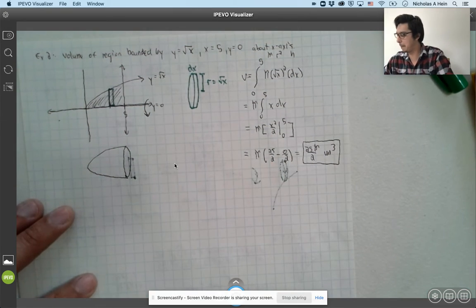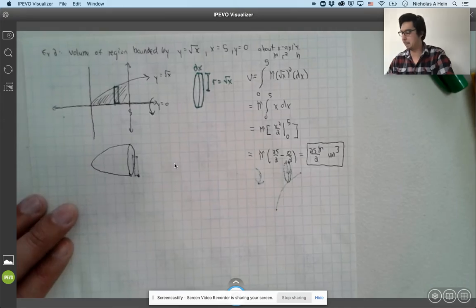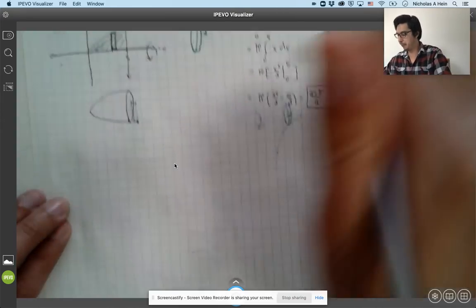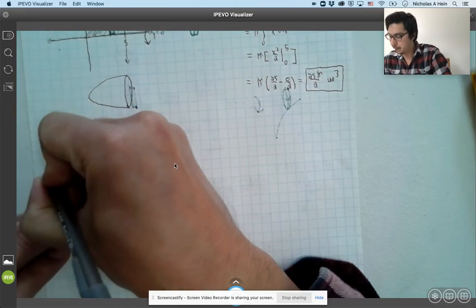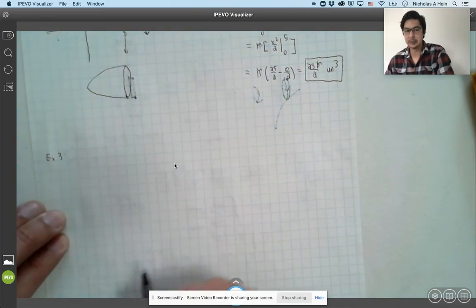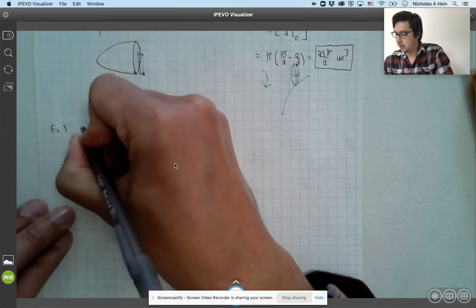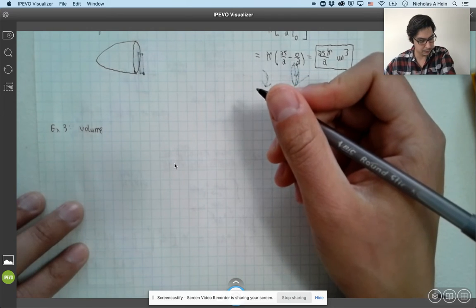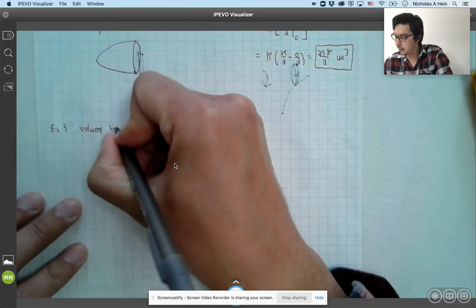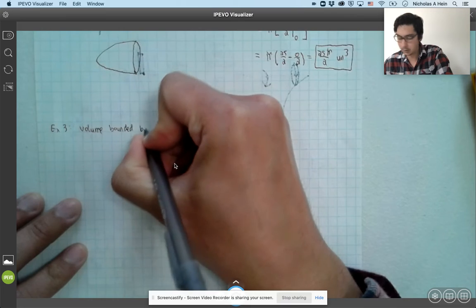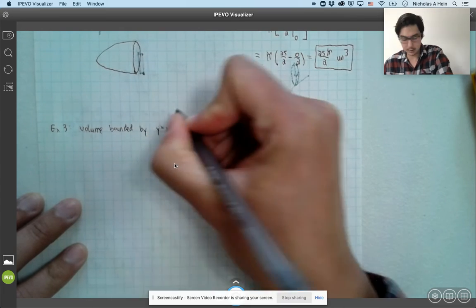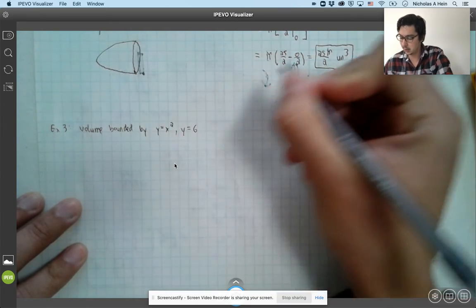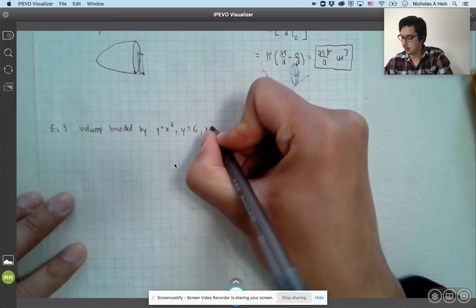That's what we found. Good. And we'll do one more example. Example 3. Let's do the volume. And again, if you need to pause the video, I hope you know that by now. Bounded by y equals x squared, y equals 6, and x equals 0.